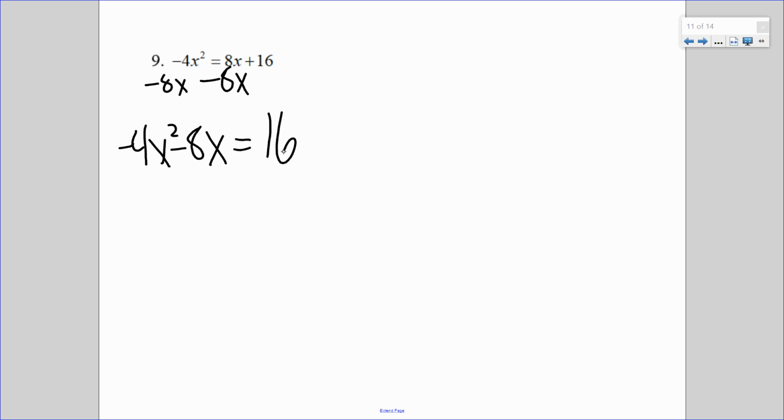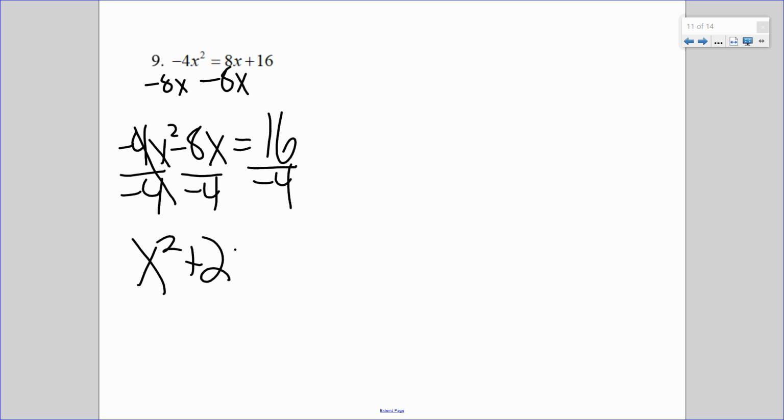And I get this. Now, for completing the square, I can't have anything in front of the x squared. So whatever's in front of the x squared, I have to divide it away, whether or not it goes in evenly. In this case, it does go in evenly, but even if it didn't, and I ended up with fractions, I would have to deal with that. x squared plus 2x equals -4.